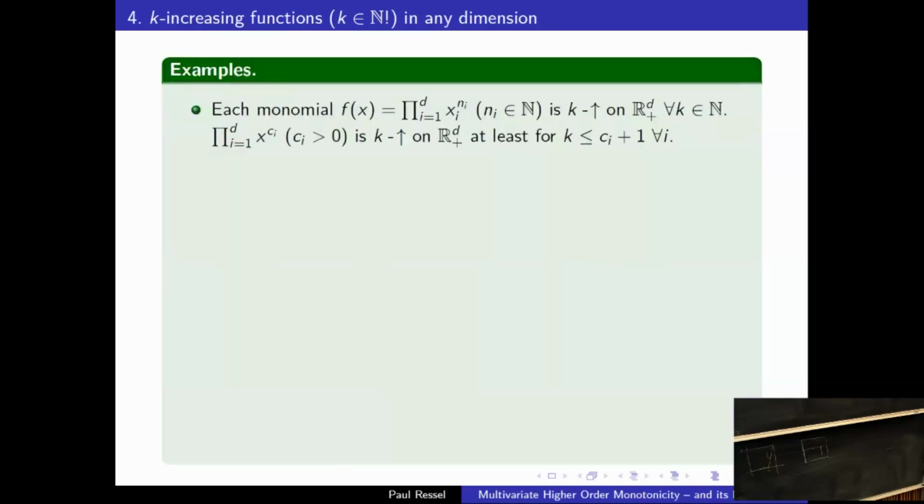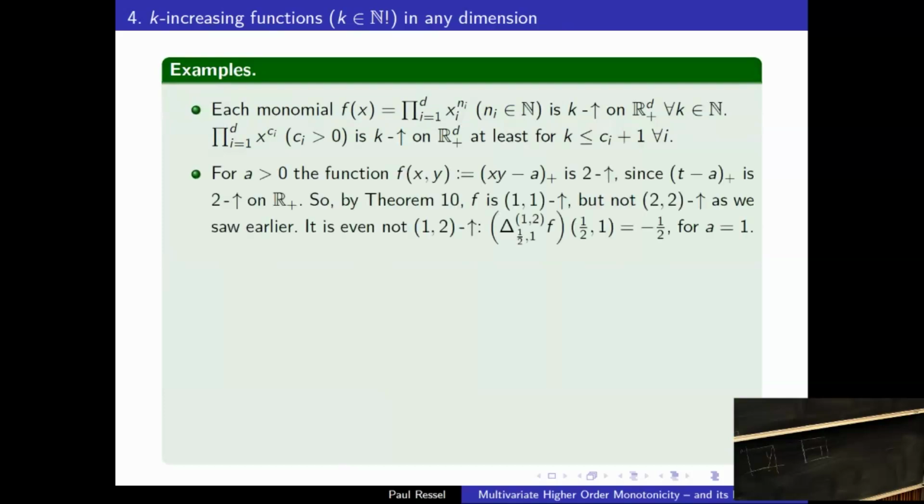Examples. Each monomial is, obviously, absolutely monotone on R plus or R^d plus. And if I have non-integer positive exponents, then it's k increasing, at least if k is not larger than any of these c_i plus 1. And now we are back to this function we considered already in the beginning.